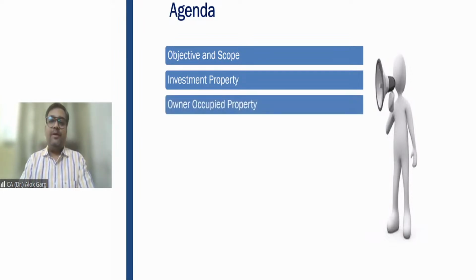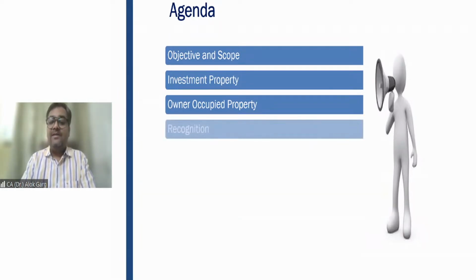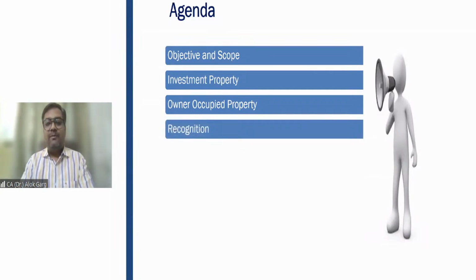Owner occupied property. We'll discuss the concept of owner occupied property as well, but you have already read this owner occupied property standard in detail in the last two sessions, right? So owner occupied property is nothing but property, plant and equipment. There is a new name here, so property, plant and equipment. We'll talk about owner occupied property as well. Recognition.